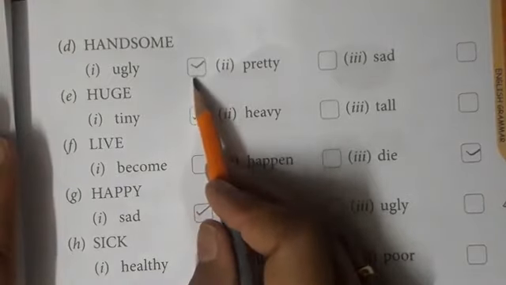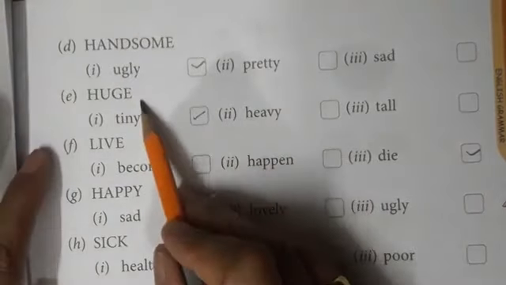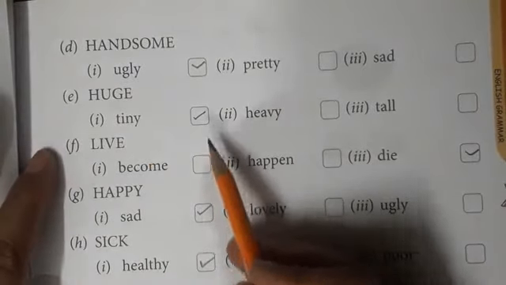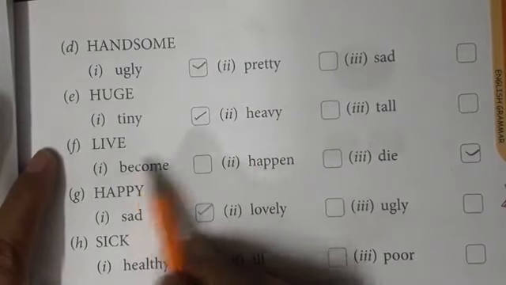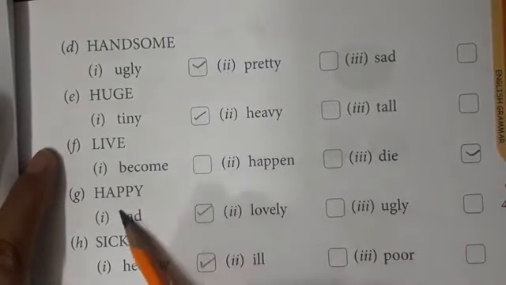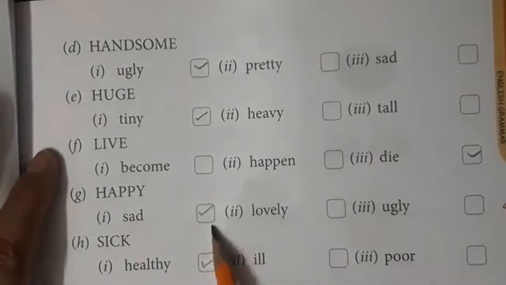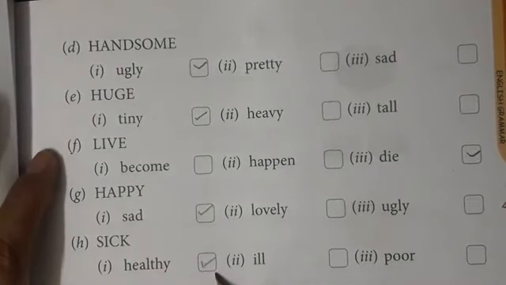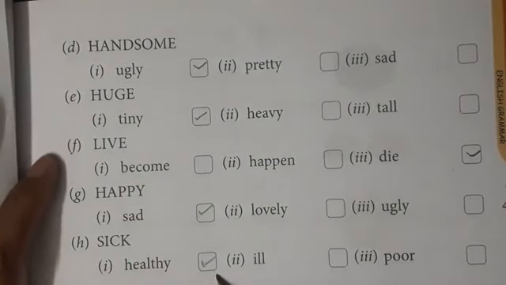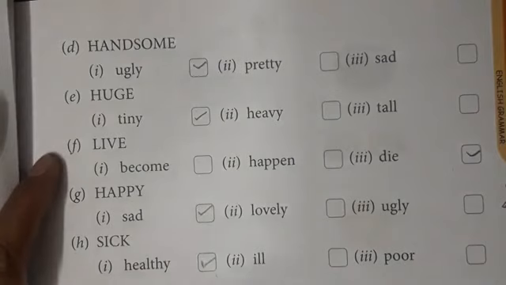Handsome, ugly. Huge, tiny. Live, die. Happy, sad. Sick, healthy. So like this you have to complete this exercise in the book. Now let's proceed to the fourth one.